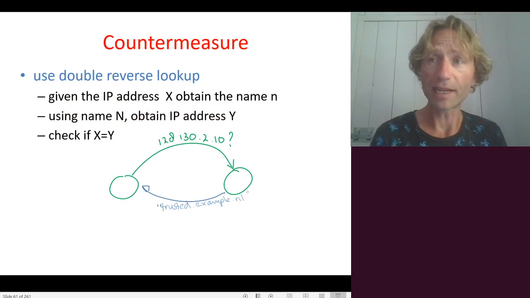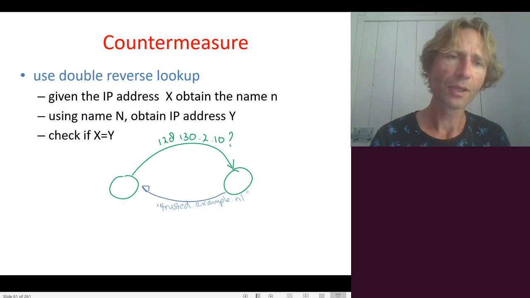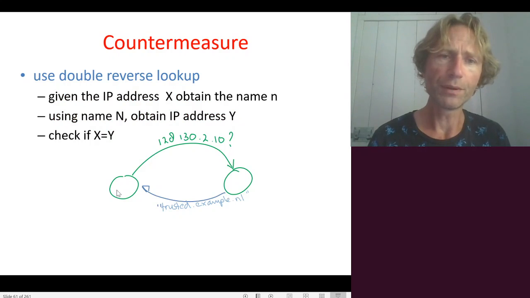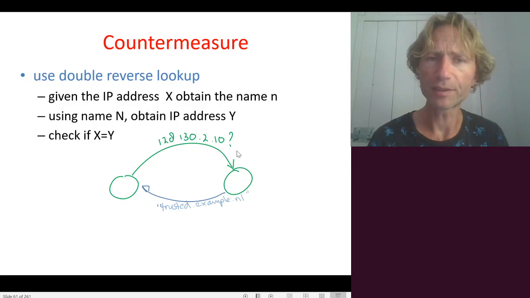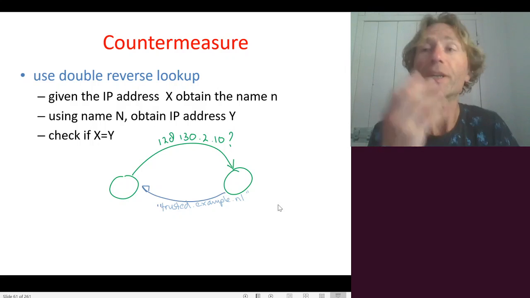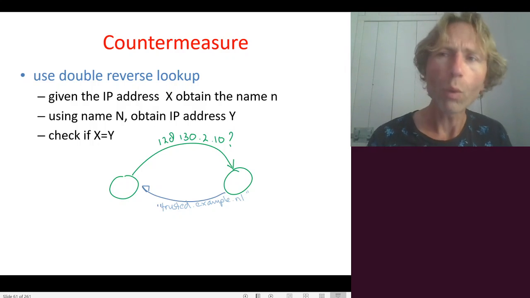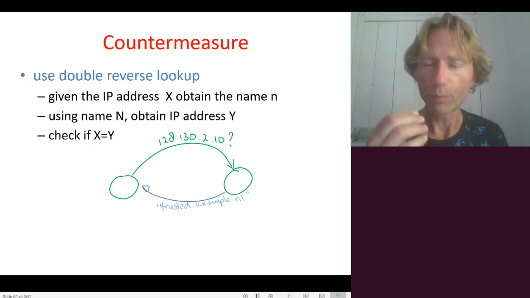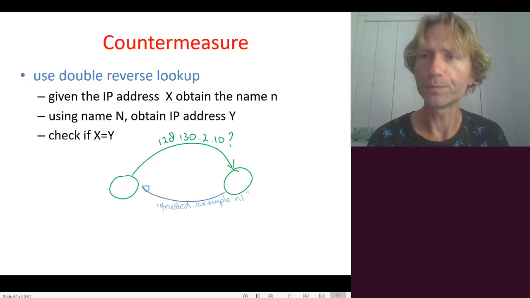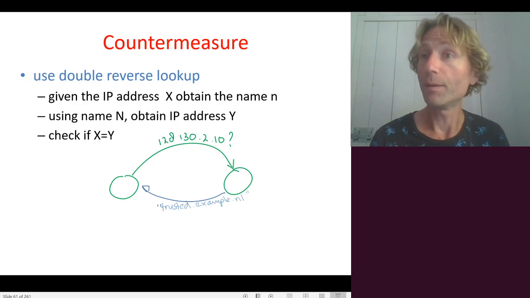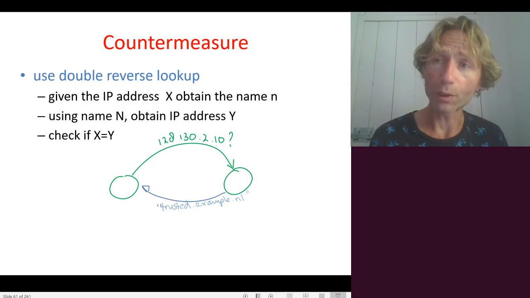It starts in exactly the same way. The name server resolves 128.130.2.10, the attacker's IP address, and receives a reply from the attacker with a symbolic name that matches, but that it cannot trust, because the attacker can provide anything. So what can the local name server, or the host, do to verify this? Well, it can do a double lookup.